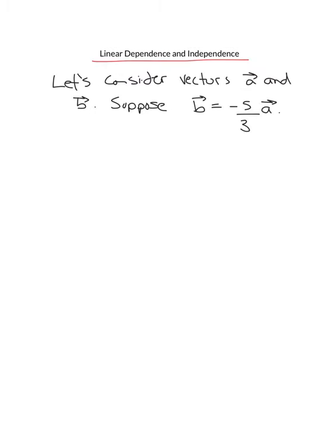And one final thing, let's consider vectors A and B. I'm going to tell you that vector B is a scalar multiple of vector A. So vector B is equal to -5/3 times vector A. What we automatically know is that these two vectors are collinear. And if two vectors are collinear, then that means they're also coplanar.